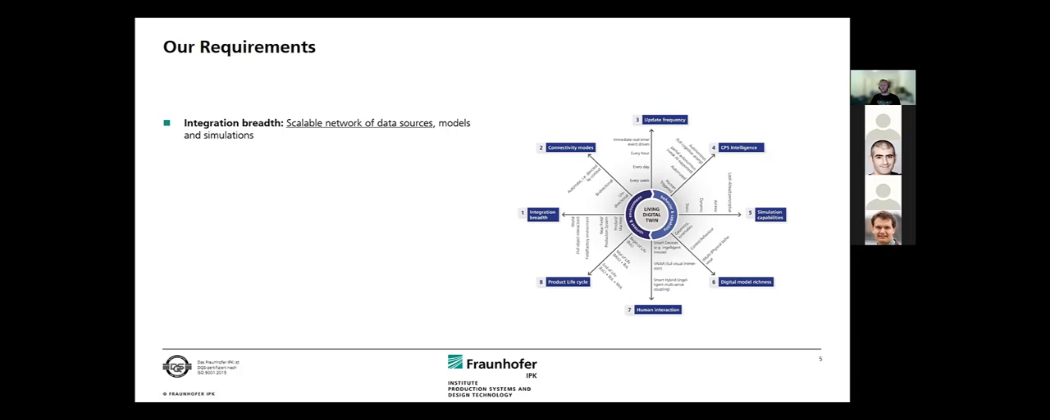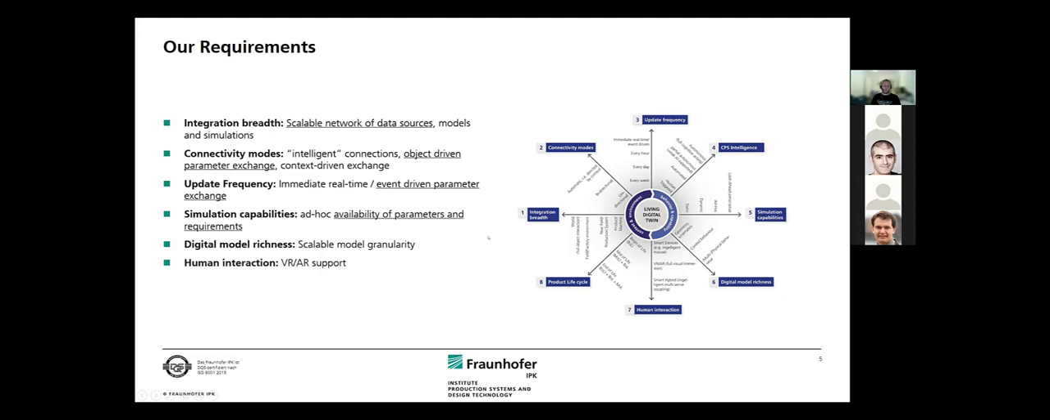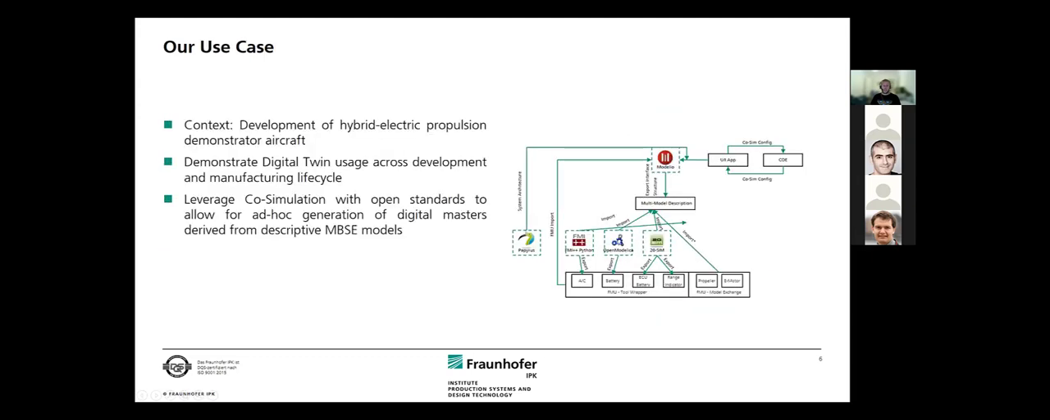We can add more and more functionality depending on what kind of use cases we're working on or what kind of projects we're going to work on. Connectivity modes, object-driven parameter exchange is something that we think OSLC can help us with. Update frequency, once again, event-driven parameter change. Obviously, real-time is something where we would use different protocols for. Simulation capabilities, ad hoc availability of parameters and requirements. That's the driver there. Digital model richness. Yeah, we need a scalable model granularity. That's something that doesn't really relate to OSLC that much, but just to make it complete. And then at some point, VR, AR support for human interaction. So this would be our scenario.